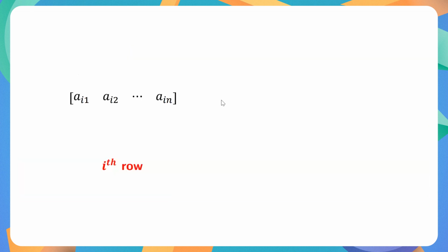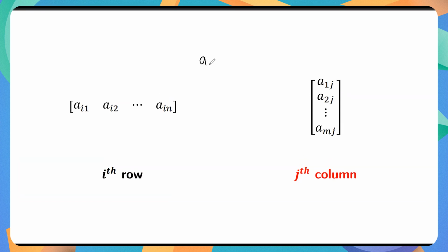Again, the ith row refers to the first number when you're referring to an element in a matrix, and the jth column is represented by the second number. So for example, if you have some element A sub 7, 9, the 7 refers to the seventh row, and 9 refers to the ninth column in some matrix. So that is the usual way of denoting elements inside a matrix.